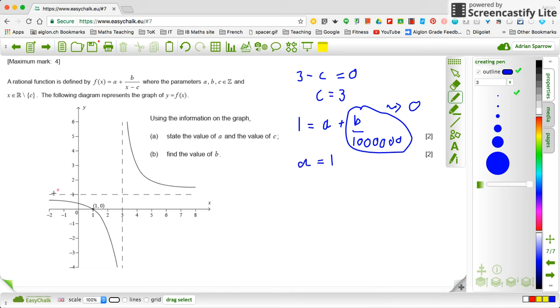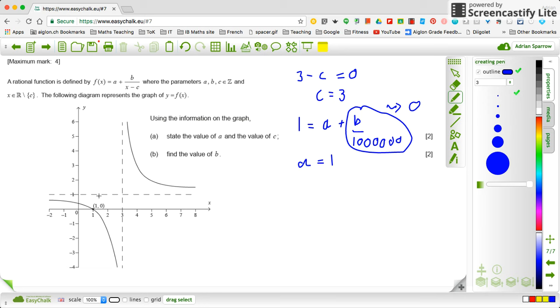So when you're given the Y asymptote and you're looking for some value, or what Y tends towards as X gets larger, think about X being a very large number. So I've got C as 3, A as 1, and now I'm going to do part B.